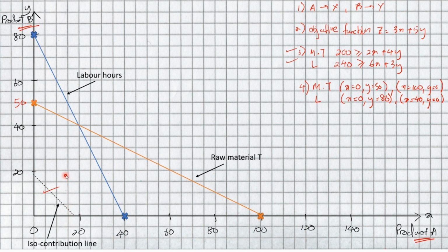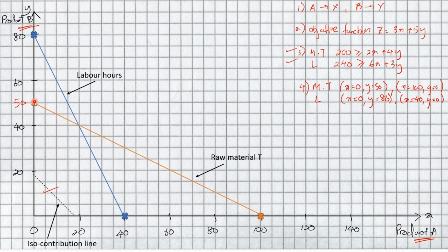Let's move up. There is a point because the labor hours line and the raw material line are intersecting here. Is this a feasible point? Yes, it is because this point does not exceed any line. Feasible points can exceed the x and y axis. It is normal because this point exceeds this line. It is okay because the x and y axis are already there. Feasible points cannot exceed any other line other than the x and y axis. Let's move up. Here is another point.